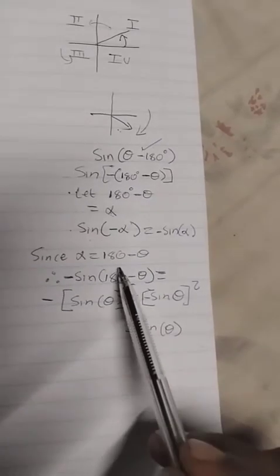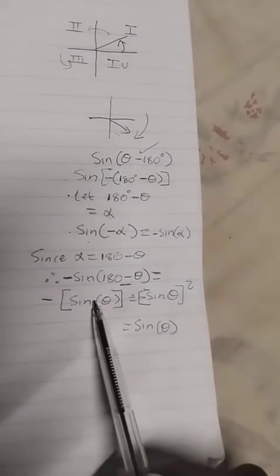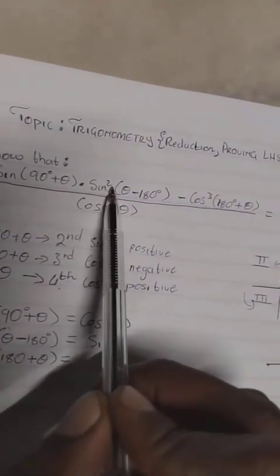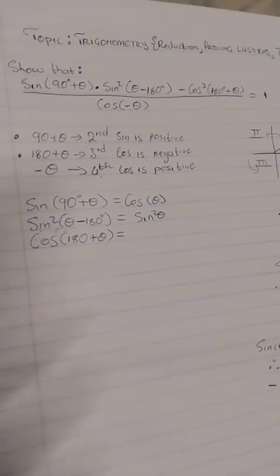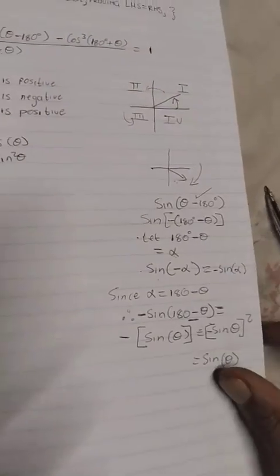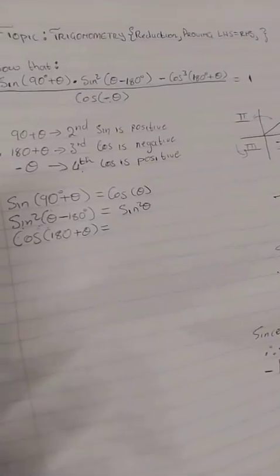So this is what is happening here. This is equivalent to negative sine theta, but there we have the square. That's why it becomes sine squared theta. Thank you very much. I'm happy if it makes sense.